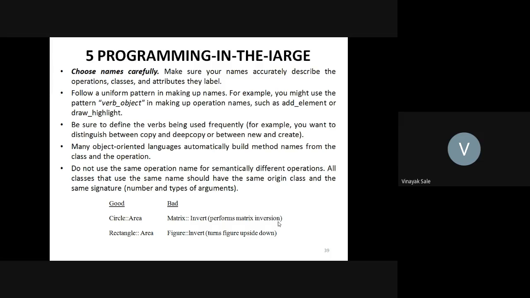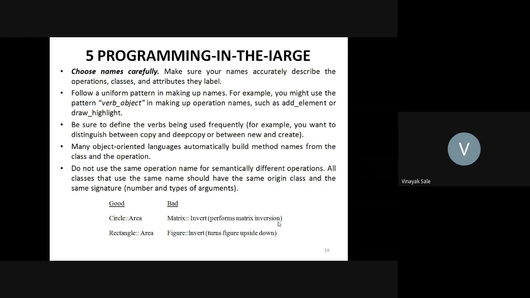So many object oriented languages automatically build method names from the class and the operations. So do not use the same operation name for semantically different operations. All classes that use the same name should have the same origin class and the same signature, for example, number and types of the arguments.